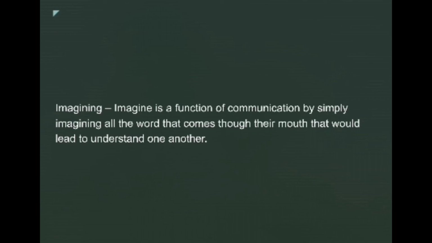We can use the scenario here where, say for example, a police officer is talking to a witness and the witness is explaining how the things happened with regards to the suspect, and the police officer is imagining all the words that come out of the mouth of the witness, and while imagining all that information, he is translating it to reality so that he would be able to understand the situation more. And that's a good example of imagining.